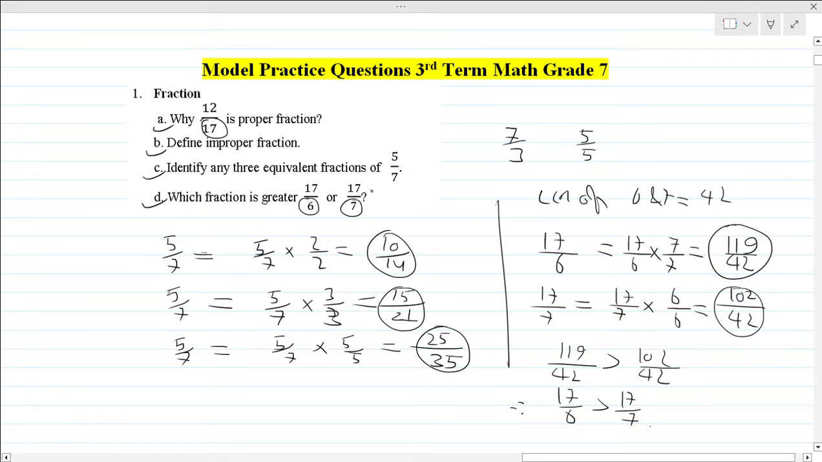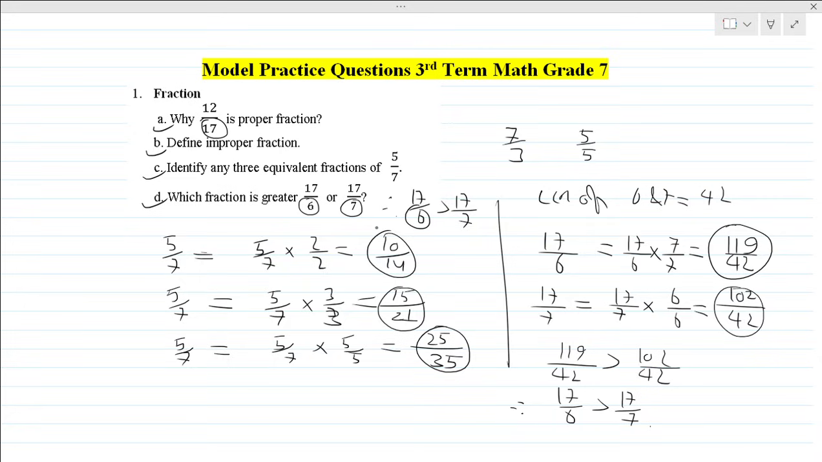So without seeing this, what you can say in this 17 by 6 and 17 by 7: the 17 by 6 fraction has the lesser denominator, so that is why it should be greater. You should say here 17 by 6 is greater than 17 by 7 without doing this calculation, just by seeing the denominator, the 6 and 7, only when the numerator is the same. Okay, I'm done with this number 1.